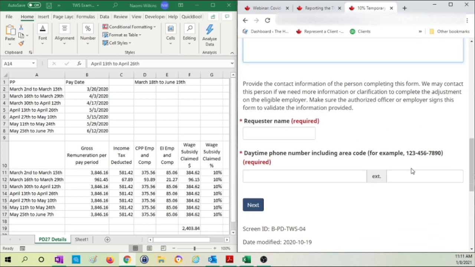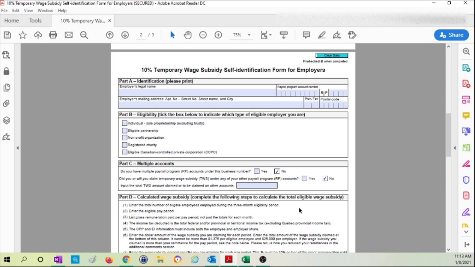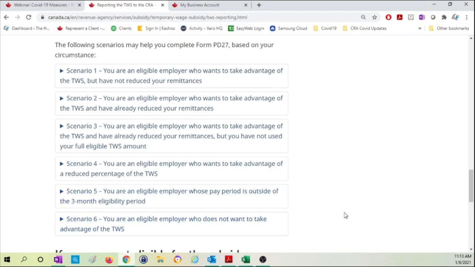Then you scroll down to the bottom, you fill this all in, you hit next. Though I'm not going to do that because this is just a fake number example, just to illustrate to people out there how to do it if they're a bit wary and would like to see what it looks like. So there you have it. An example of somebody submitting their 10% wage subsidy self-identification form for employers online with wonky pay periods, and also the links to show that these pay periods, even if they are before March 18th, as long as the pay date is after March 18th, they are eligible for this TWS.